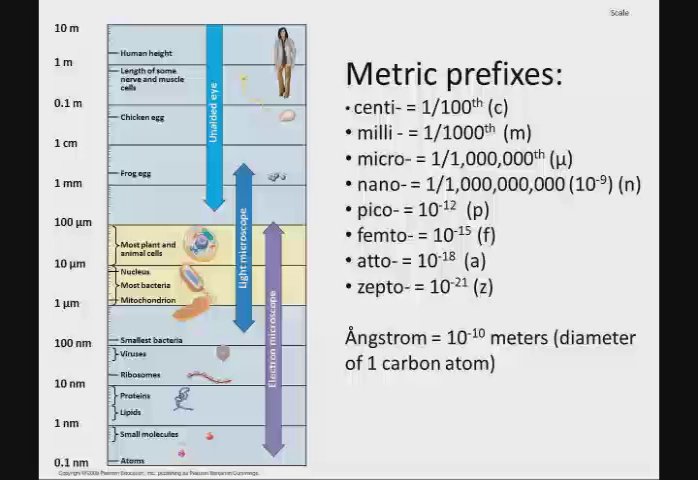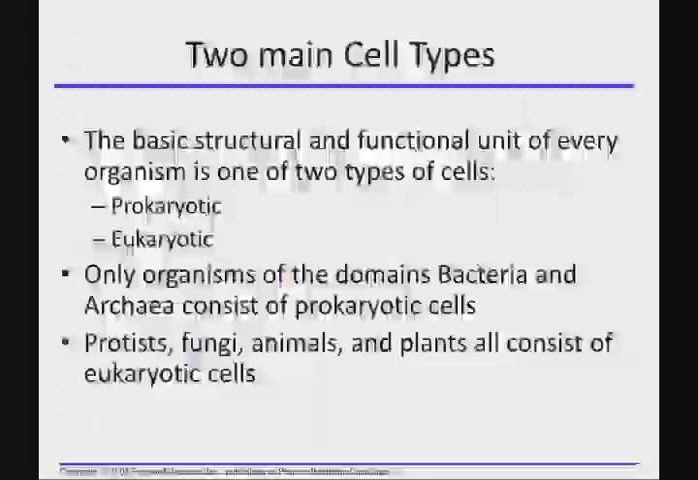You'll also hear the term angstrom at times, and that is the diameter of 1 carbon atom, which is 1/10 of a nanometer. So the scales of micro and nano are the scales that we're going to be spending a lot of time with this quarter as we delve into the cellular world. Not something we can see with the naked eye, but something we have to be able to envision and imagine and remember what scale we're working with.